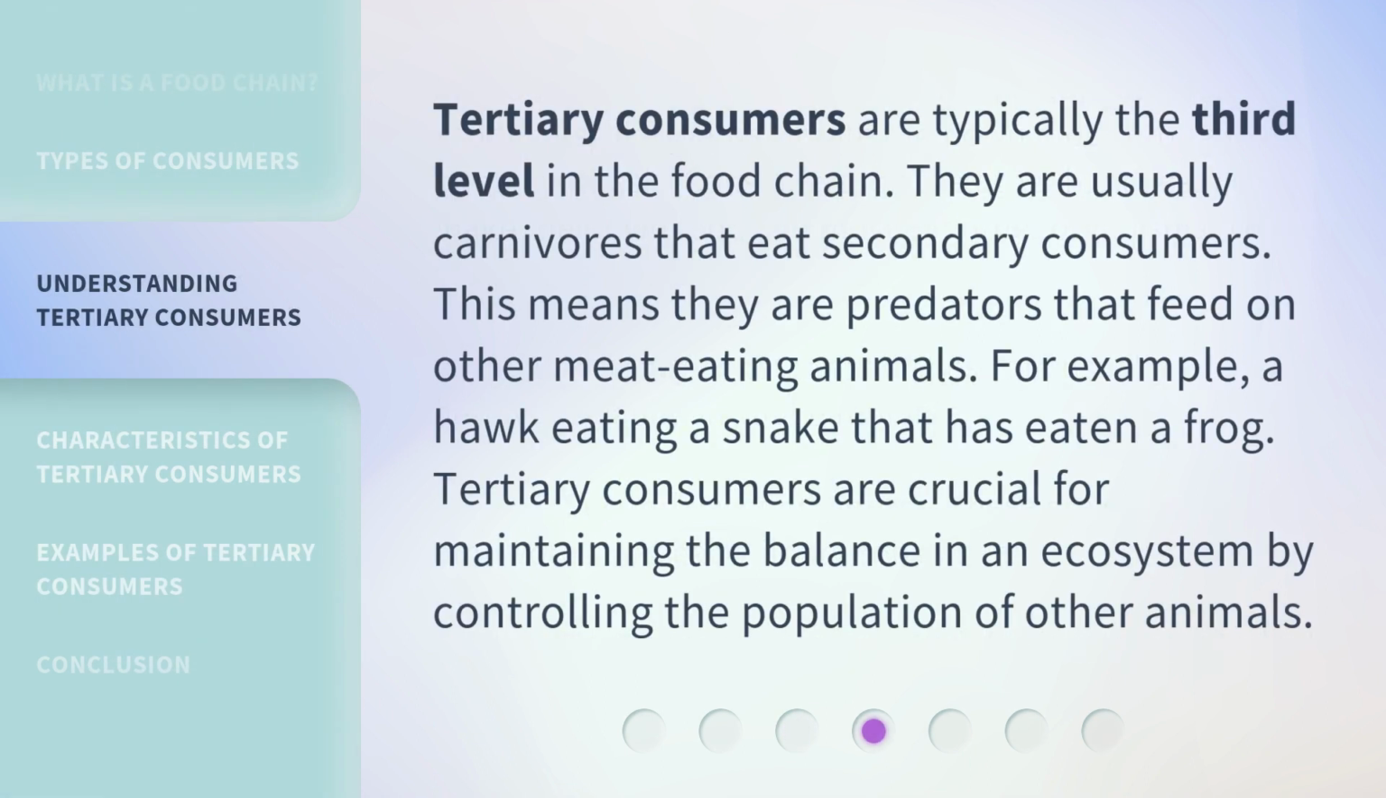Tertiary consumers are typically the third level in the food chain. They are usually carnivores that eat secondary consumers. This means they are predators that feed on other meat-eating animals. For example, a hawk eating a snake that has eaten a frog. Tertiary consumers are crucial for maintaining the balance in an ecosystem by controlling the population of other animals.